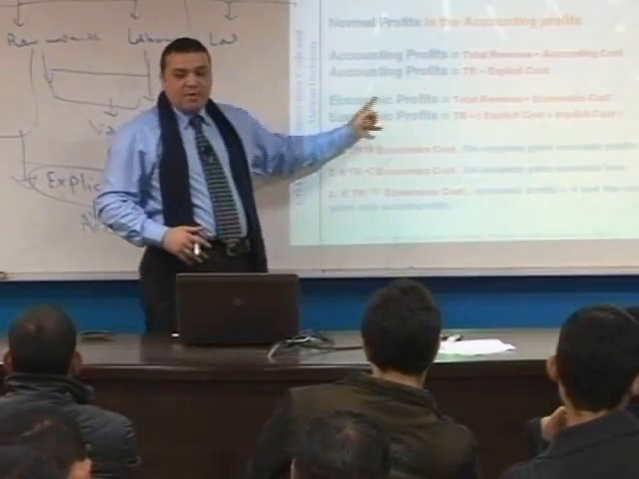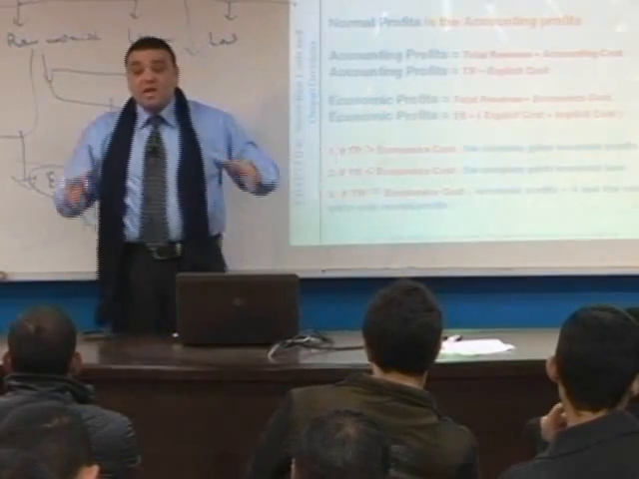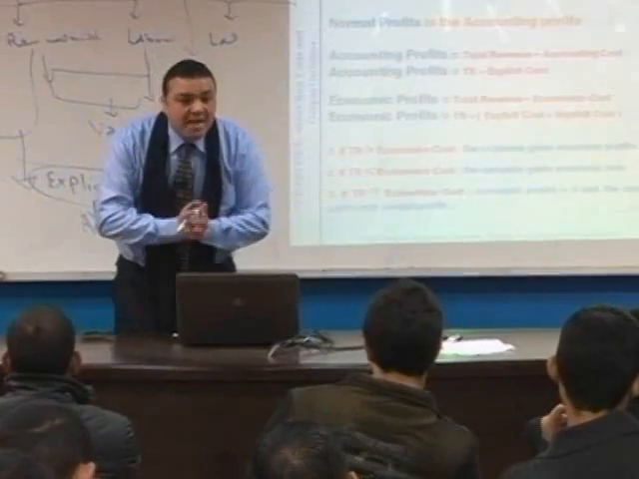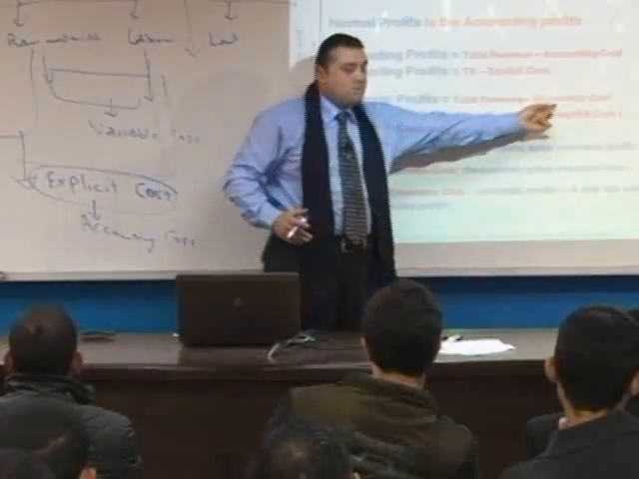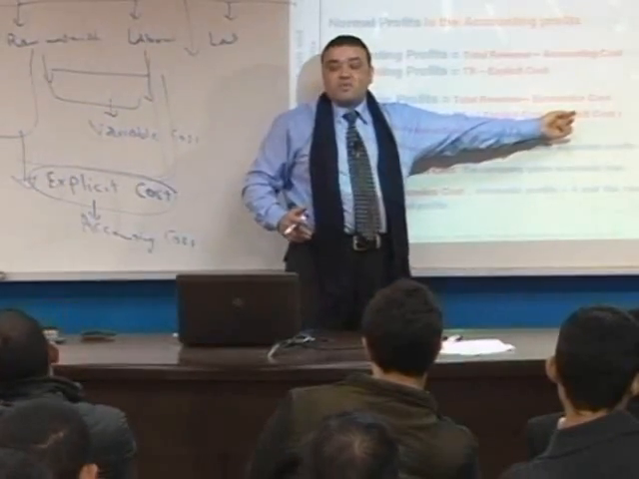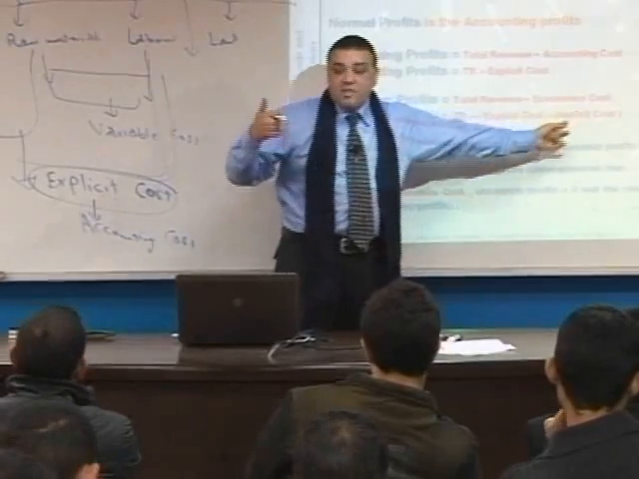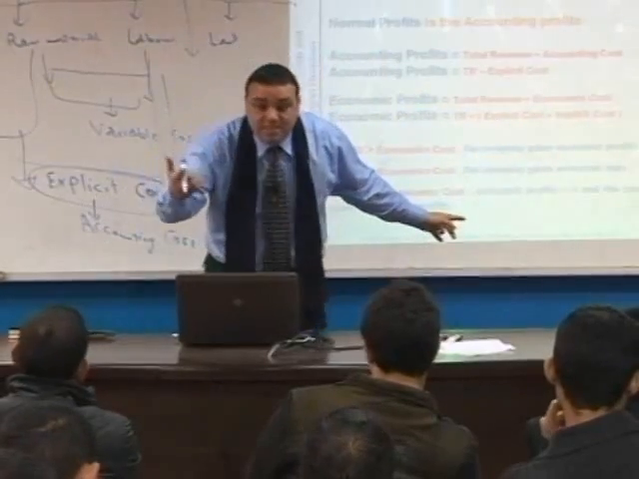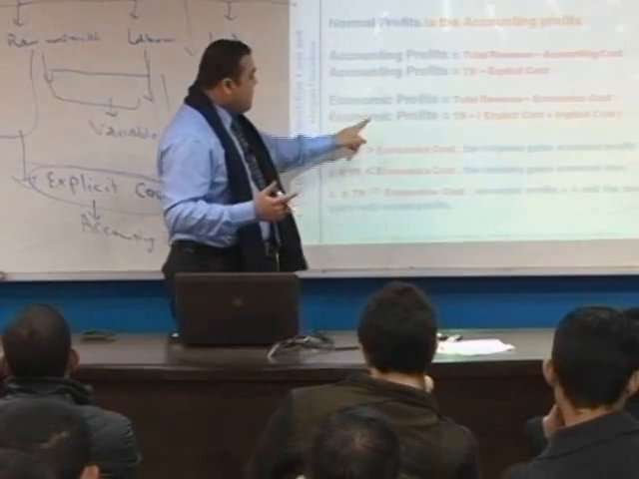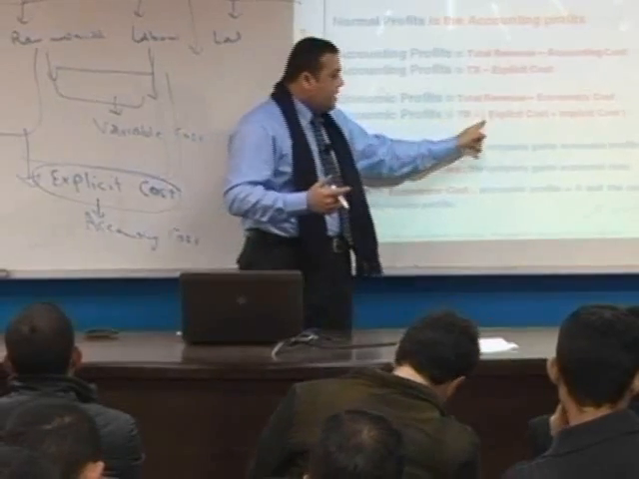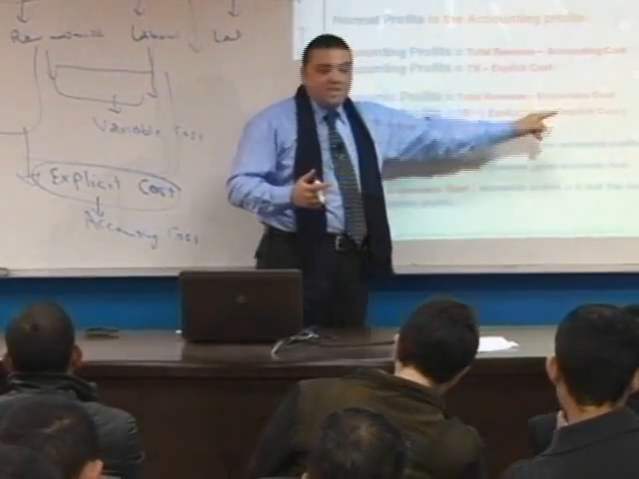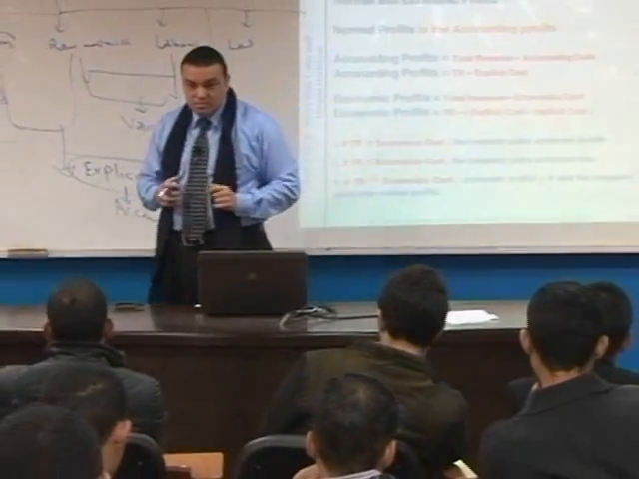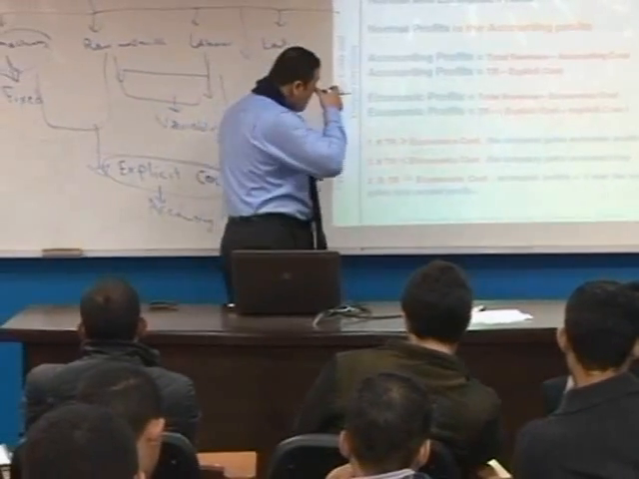What about the economic profits? Economic profits equal the total revenue minus the economic cost. The economic cost, as we mentioned, equals the implicit cost plus the explicit cost. So the economic profits equal total revenue minus the explicit cost plus implicit cost. Okay?